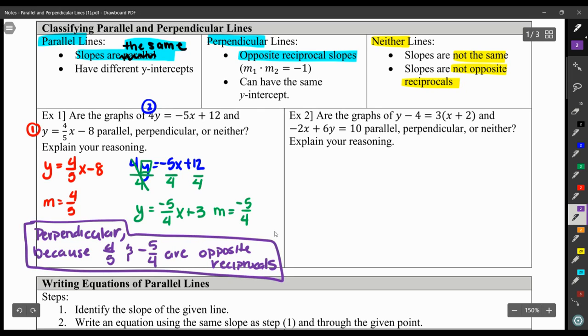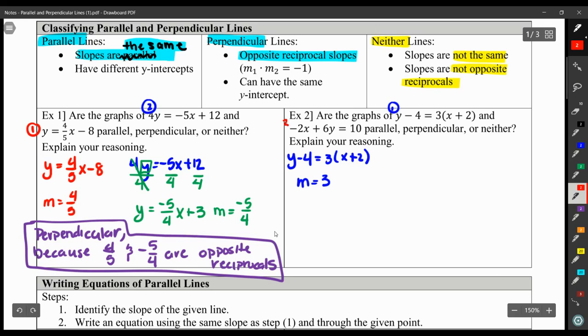So number 2 are the graphs of y equals negative 4, y minus 4 equals 3 parenthesis x plus 2, and negative 2x plus 6y equals 10, parallel, perpendicular, or neither. Explain your reasoning. So again, let's find the one that's easy. This first line is very easy to identify because that is exactly in point slope form. And for point slope form, our m is directly in front of the parentheses. So this guy has a slope of 3.